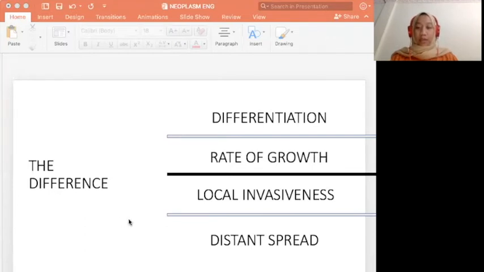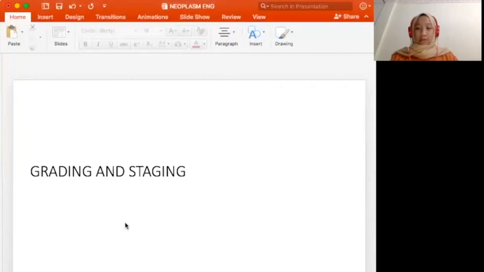And local invasiveness, benign tumor are well circumscribed and have a capsule, while malignant tumors don't. And malignant tumors tend to invade the surrounding tissues. In distant spread, benign tumor remain localized in the site of origin, while malignant tumor are locally invasive and also can spread to the other part of the body because of its metastasizing nature.